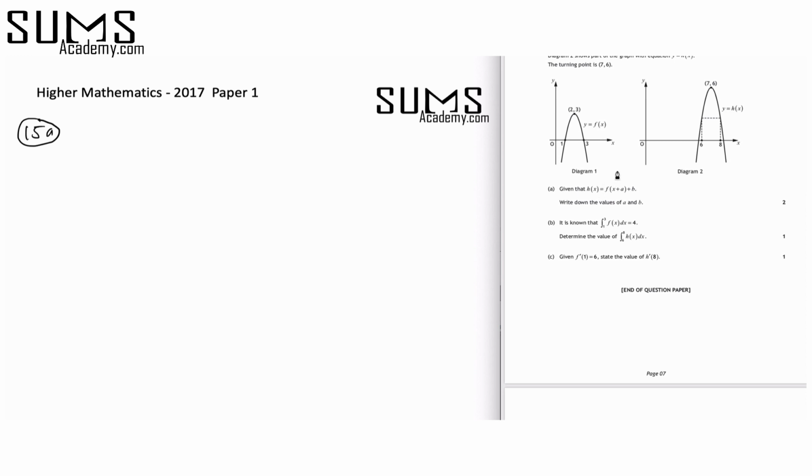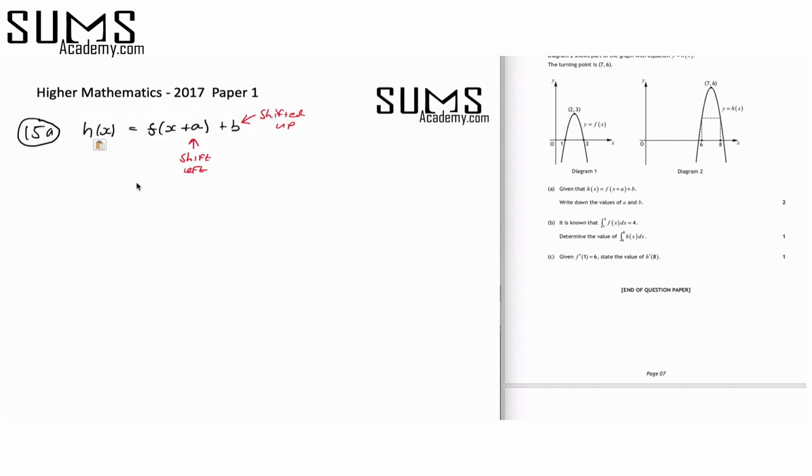So what does this mean? Well, this just means this graph is the same as this graph, except it's been shifted by some value a and raised by some value b. So how do we answer this? Well, we're told this expression h of x equals f of x plus a, plus b. So when it's inside the bracket here, it means it's going to be shifted. The plus sign means it's going to be shifted to the left, okay? And then this plus b just means it's going to be shifted upwards.